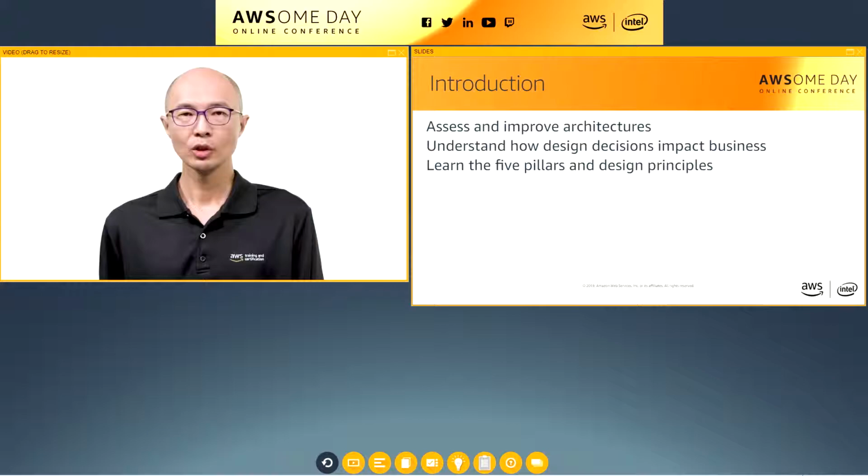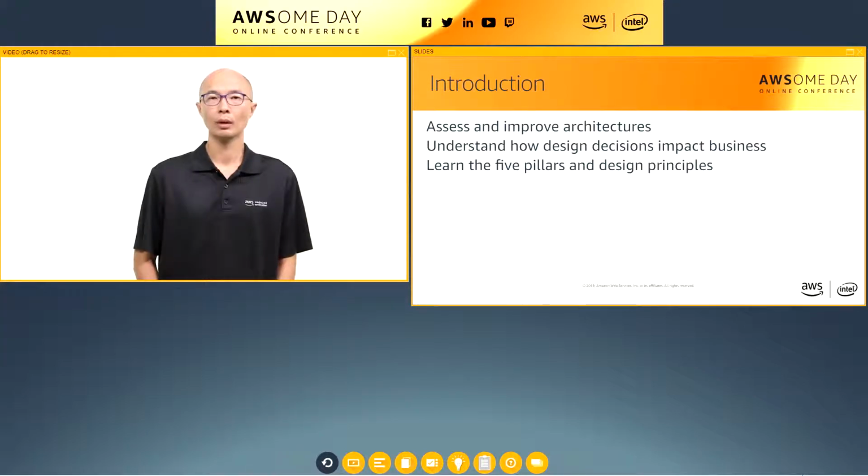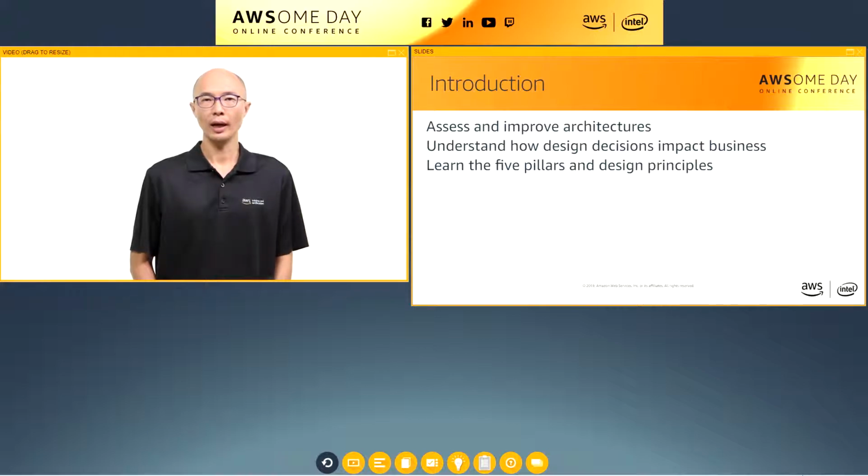The AWS well-architected framework helps customers assess and improve their own architectures, all while getting a better understanding of how their design decisions can impact their business. AWS experts have developed several questions to help customers analyze and critically think about their architecture. The framework helps you to determine whether your infrastructure follows best practices.